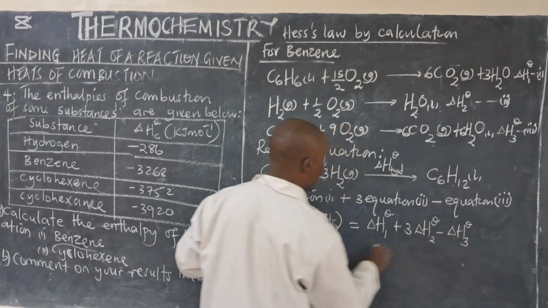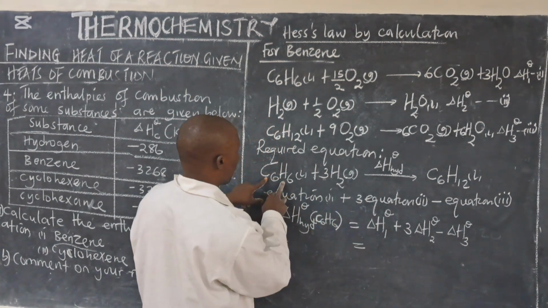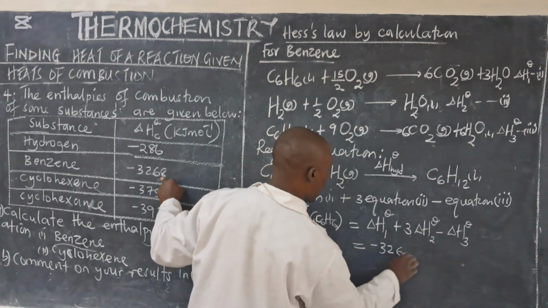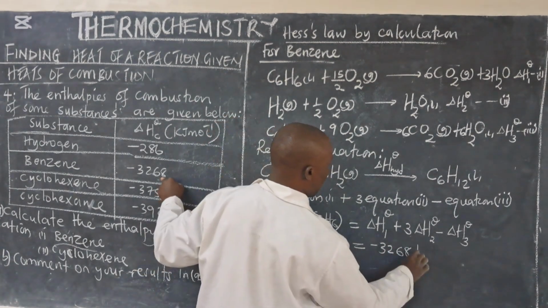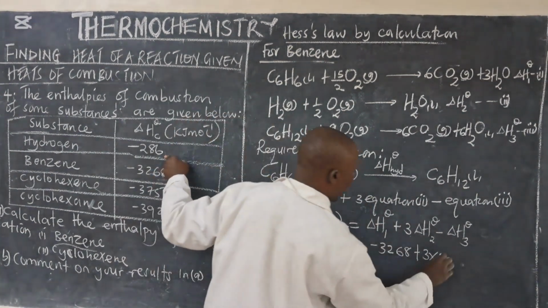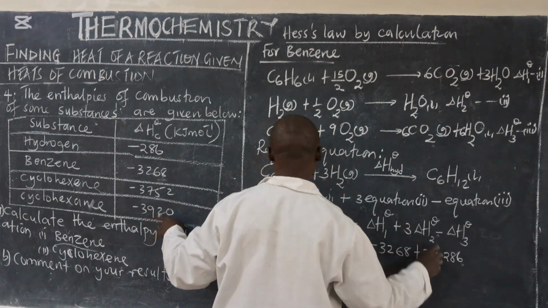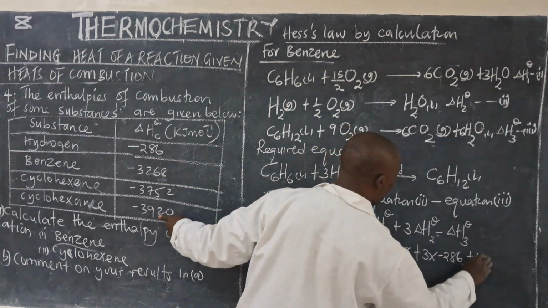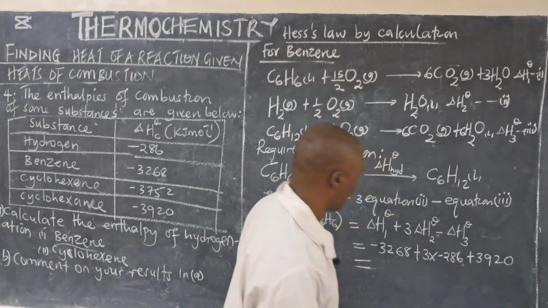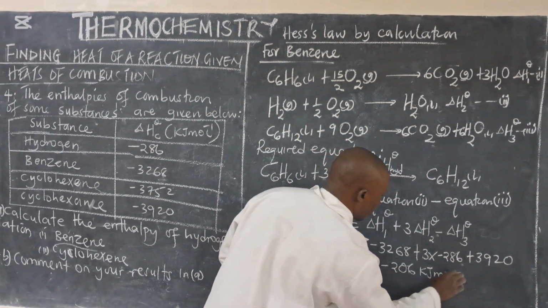So that is going to be, so punch in these values. So for combustion of benzene it is negative 3268. Then plus for hydrogen, that means for hydrogen it is negative 286. Subtract for cyclohexane, that means I'm adding this. We are reversing, of course, 3920. So I put it in the calculator here. So this is negative 206 kilojoules per mole.